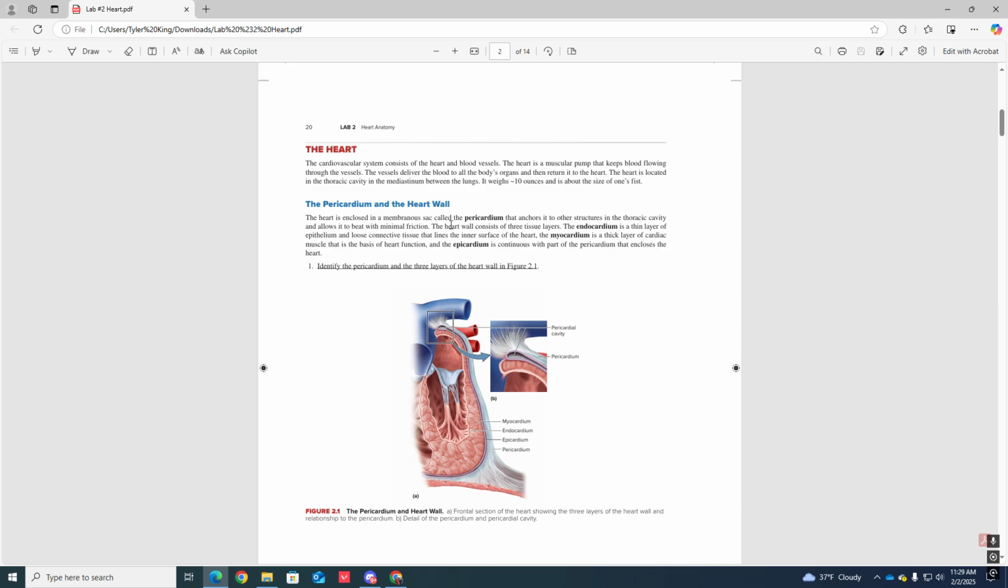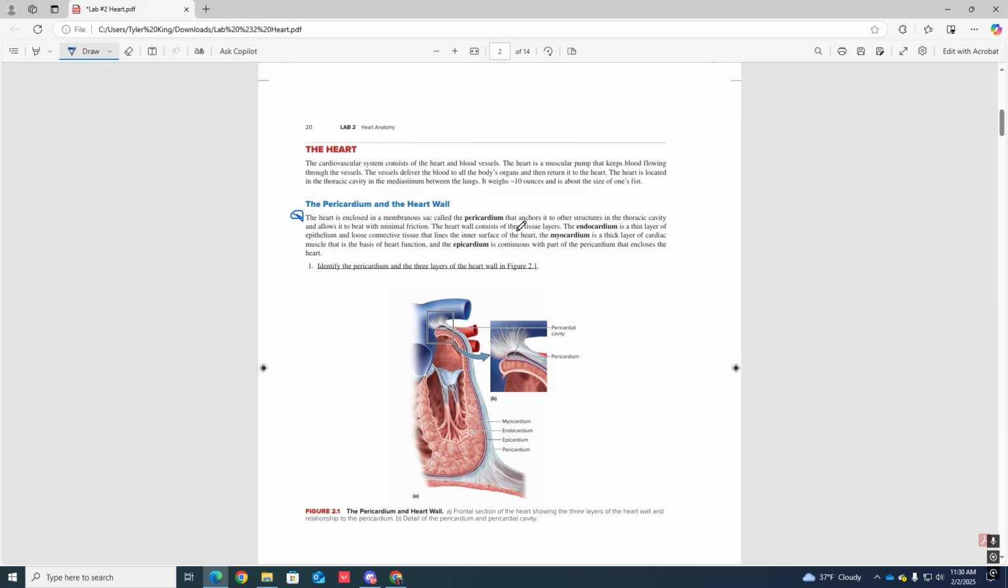The heart is enclosed in a membranous sac called the pericardium. All right. Remember, that was one of the learning objectives, so I'll give that guy a little star there. Pericardium. And it anchors the heart to other structures in the thoracic cavity, and it allows it to beat with minimal friction, right? We don't want friction. That's why we have a bunch of fluid all over the place. If you remember back from the muscle unit, we had bursa sacs, which are little pillows and sacs of fluid that reduce friction of tendons on bone, okay?